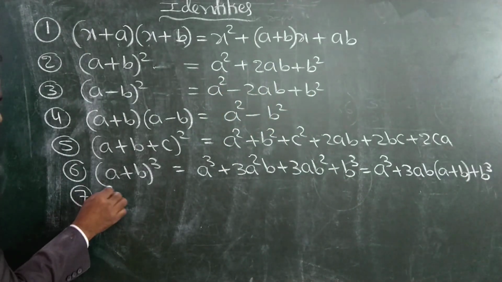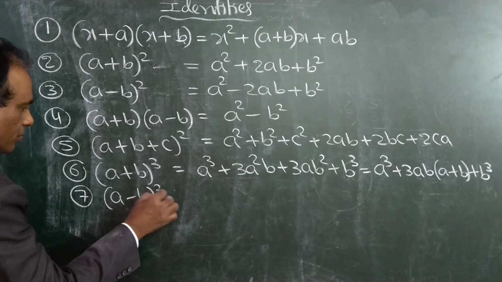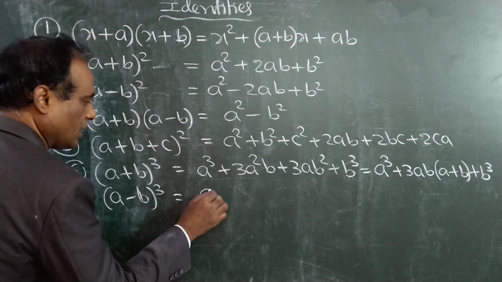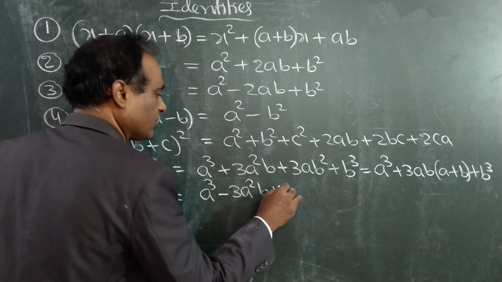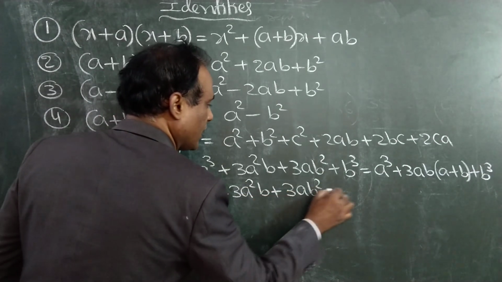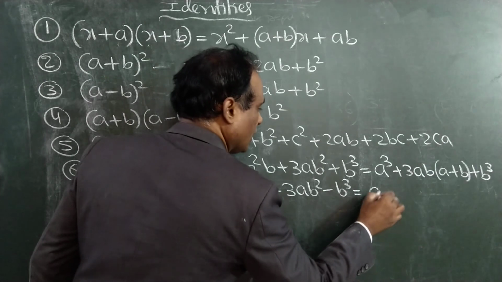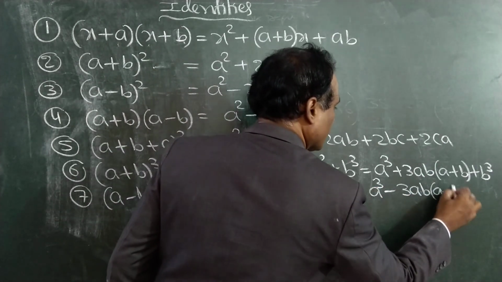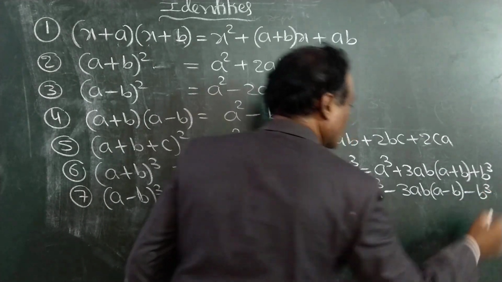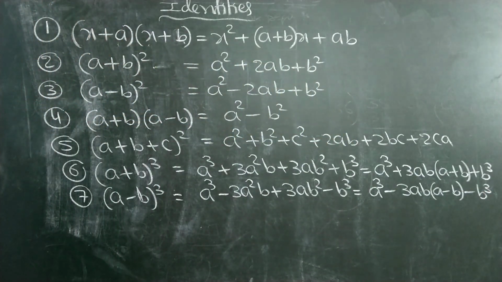The seventh formula is (a minus b) whole cube. This is a cube minus 3a square b plus 3ab square minus b cube, with alternate signs, which is a cube minus b cube minus 3ab into (a minus b), taking 3ab common.